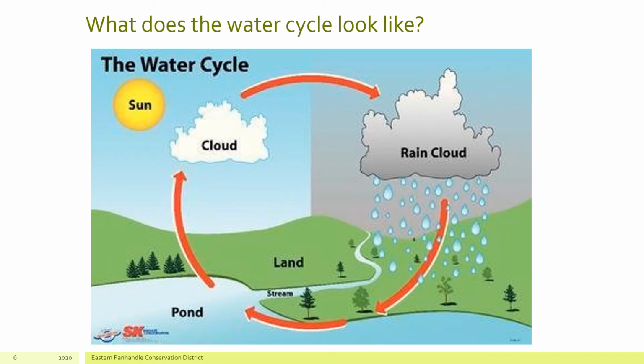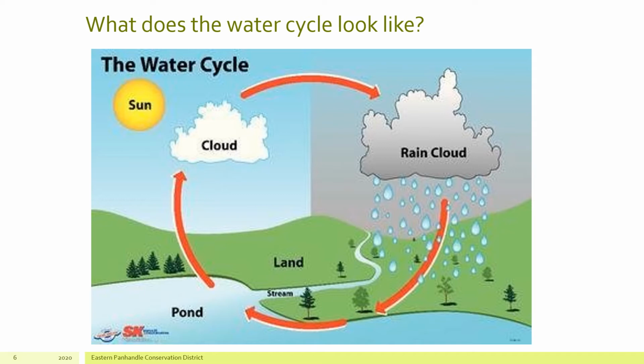So what exactly does the water cycle look like? Here's a really good basic understanding of it. The sun is actually what generates the water cycle, so without the sun, we would have no water cycle. The sun heats everything up and gets the process started. Water vapor in the cloud is hanging out there in the sky. When that cloud gets so full of water vapor that it can't hold it anymore, it comes down as precipitation, which is what we think of as rain.